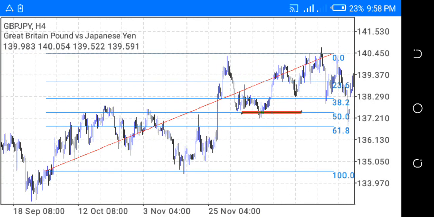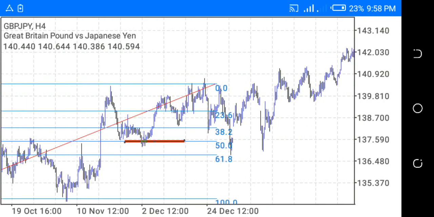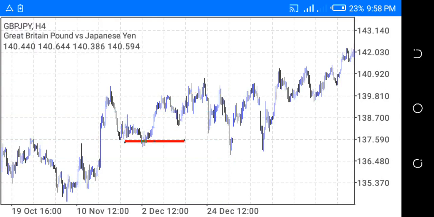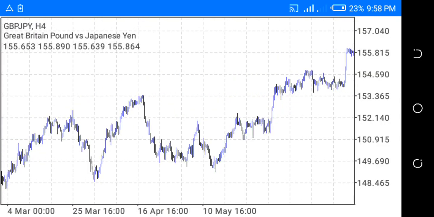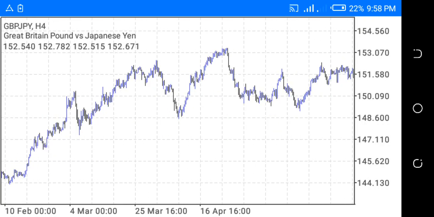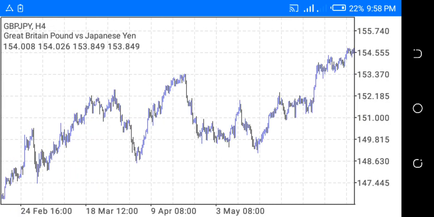So as we've seen in this chart now, we've been able to get two entries from this market. It is very easy to understand this when you understand the market pulls back. You want to be waiting for the market to pull back for you to get an entry and ride the market to the upside.